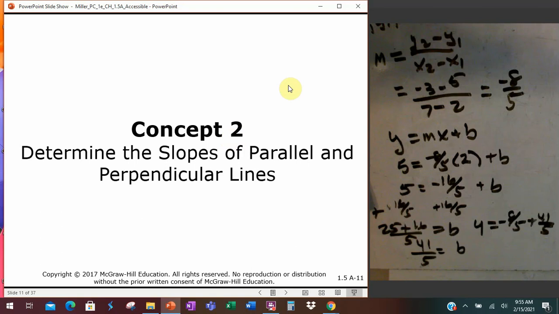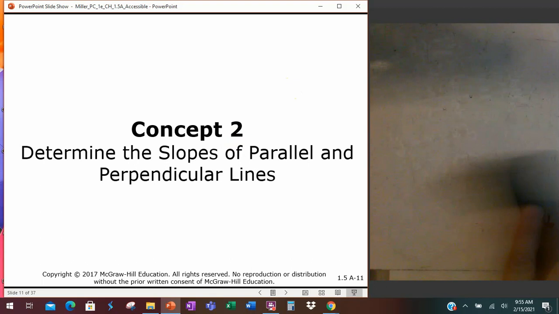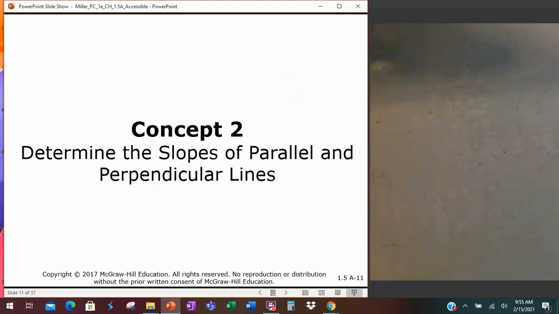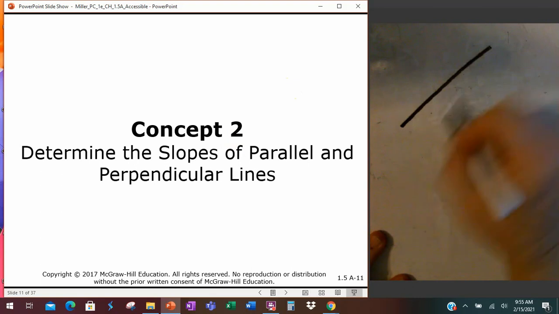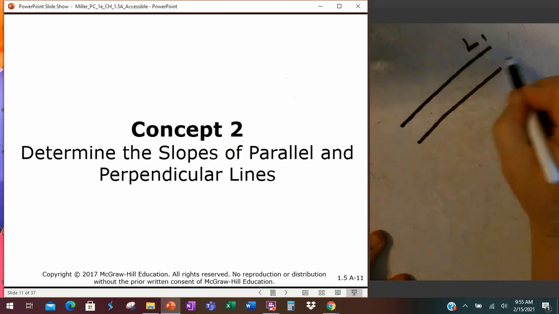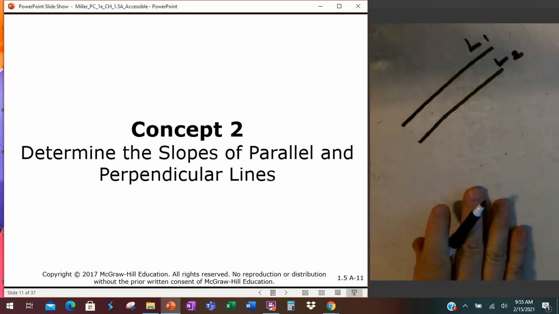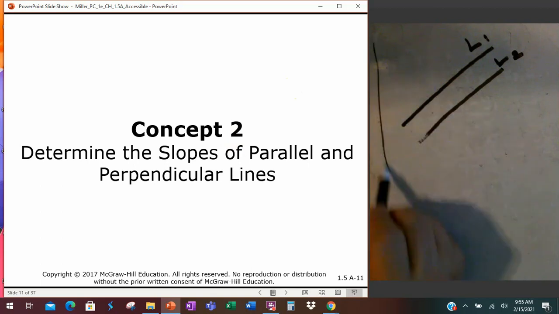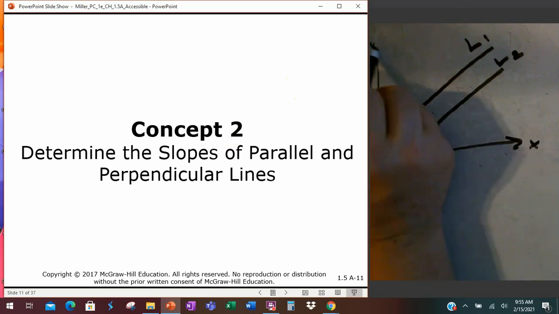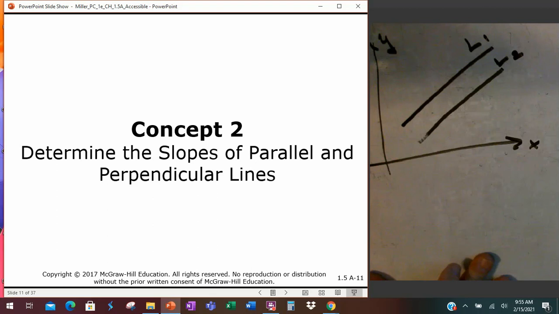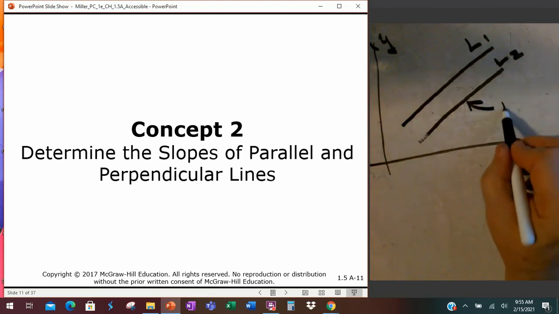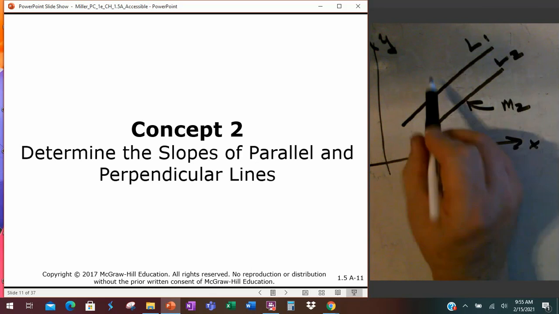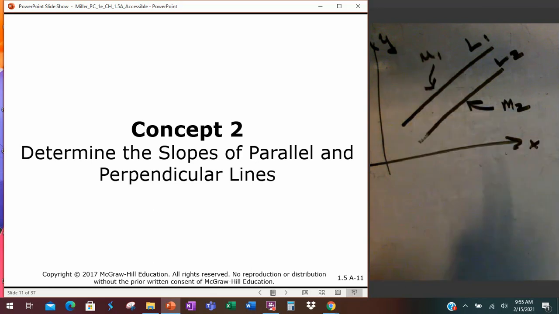Okay. So special cases are parallel and perpendicular lines. So in general, I've got parallel lines. So here's parallel lines. I'm going to call it L1 and L2. If I put this on the coordinate system, then I can define the slope, right? This is L2. So this now has slope M2. This has slope M1.